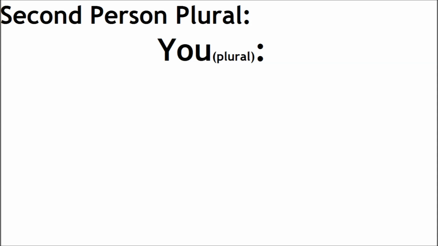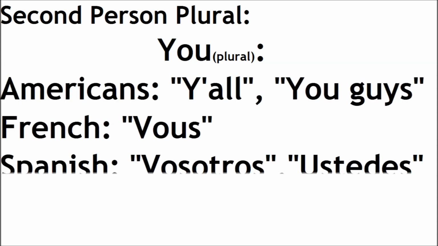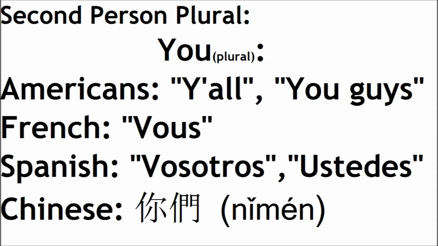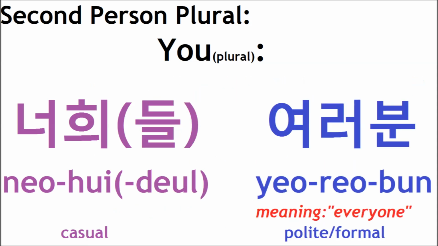Now, second person plural. In English, this is you when you are speaking to more than one person. We don't technically have a different word for plural you in English, but some Americans will say y'all or you guys. And for those of you who know other languages, the plural you in French is vous. In Spanish, it's vosotros or ustedes. In Mandarin Chinese, it's ni men. I think that's how you say it. But we're interested in Korean.